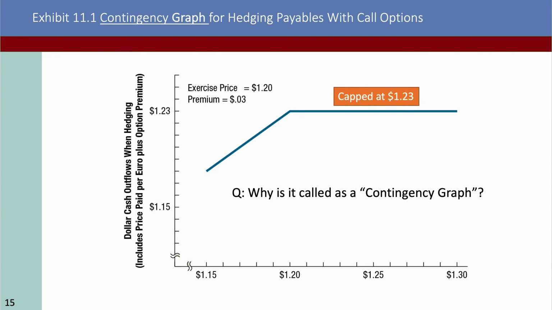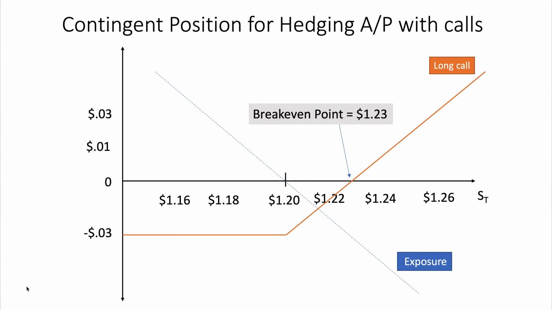So let me see this one. Here I give you some illustration of how that can be achieved. Here we have the payoff of our call option, a long call position, which looks like this. Earlier I showed you. Now think about the exposure the company has, accounts payable, compared to the exercise price, 1.2, for example.